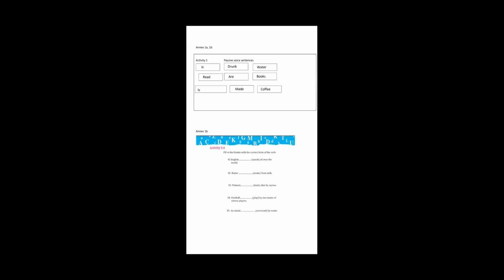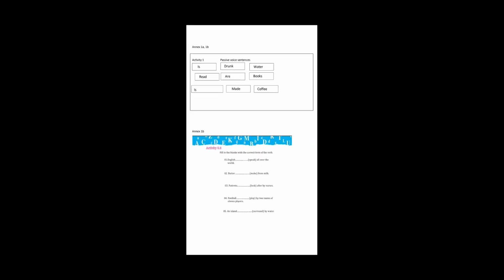Here under Annex 1A and 1B, students have to arrange sentences. Water is drunk. Read books, like that. They have to arrange them here. And after that, here is the workbook activity, Annex 1B, where I have given the answers.